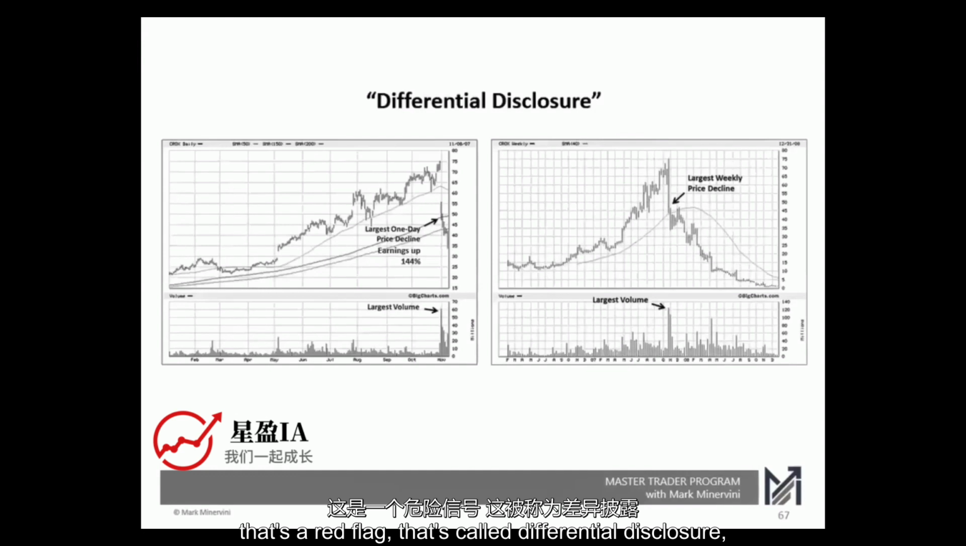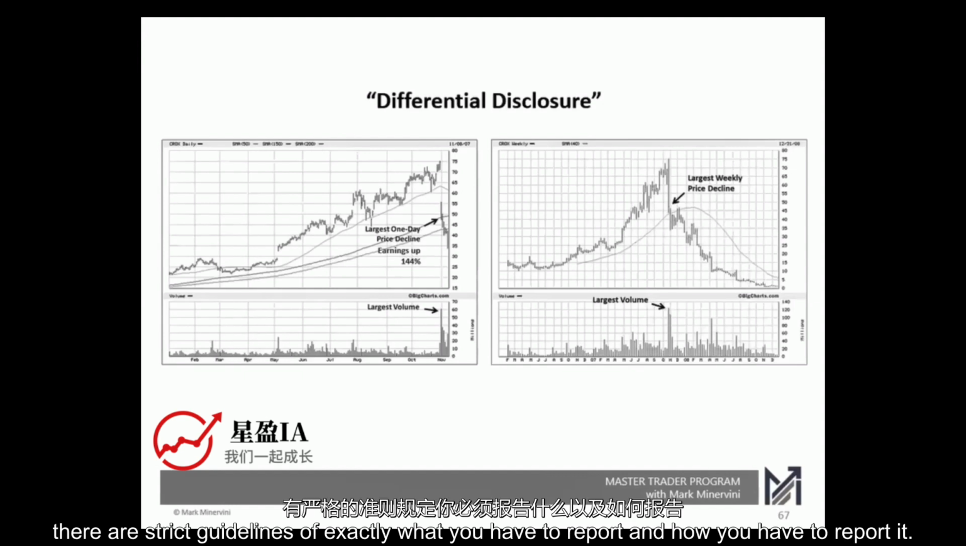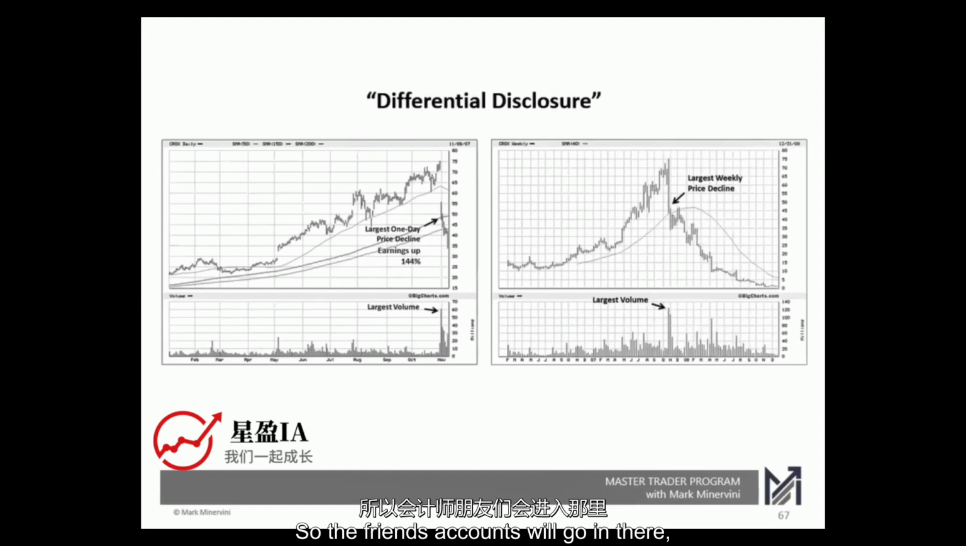That's called differential disclosure, where things aren't matching up, because in the annual report, there's no regulation as to what you have to report. But when you report to the SEC, there are strict guidelines of exactly what you have to report and how you have to report it. So the forensic accountants will go in there, read those documents and all the footnotes, and see if there are discrepancies. Now, I'm not using forensic accounting, but I apply differential disclosure in another way, and it's basically like what O'Neill was saying.